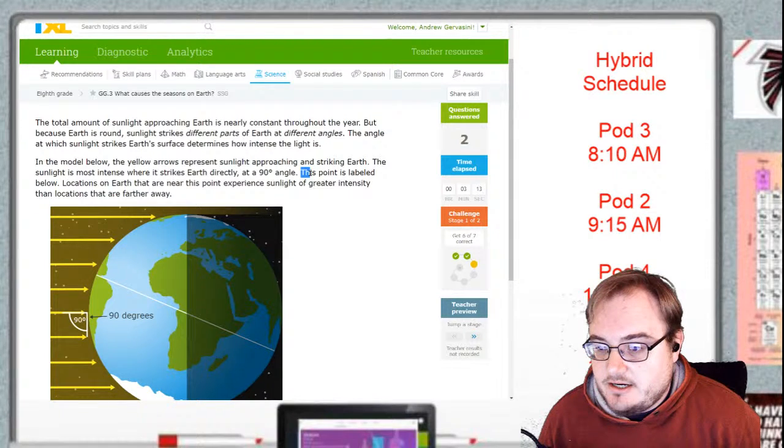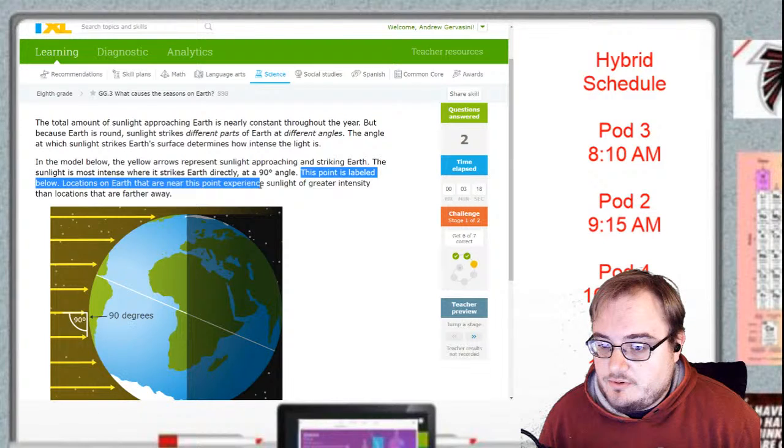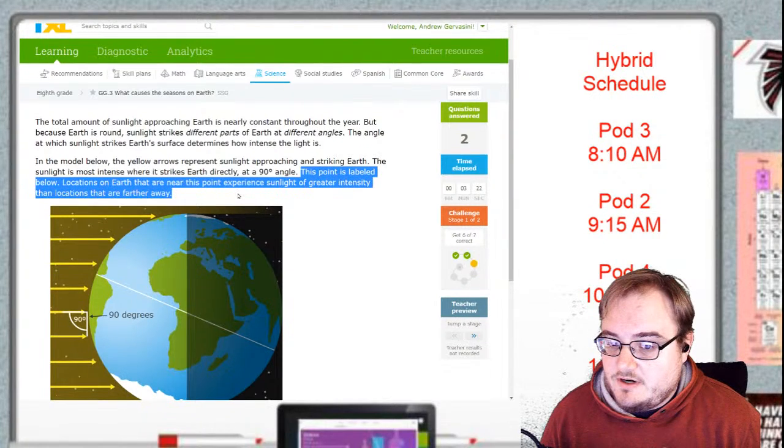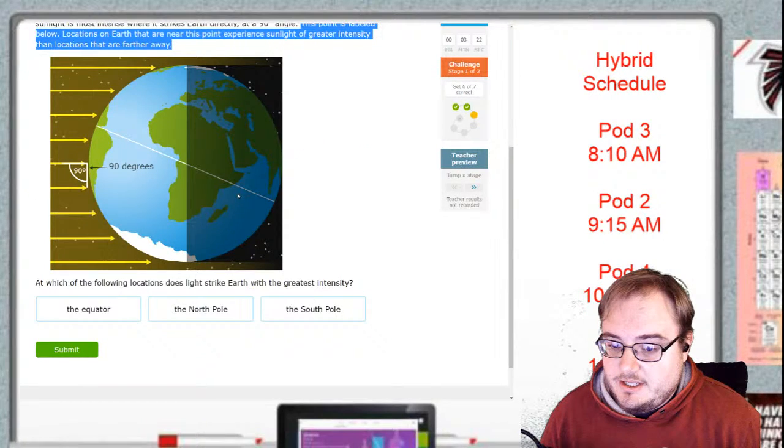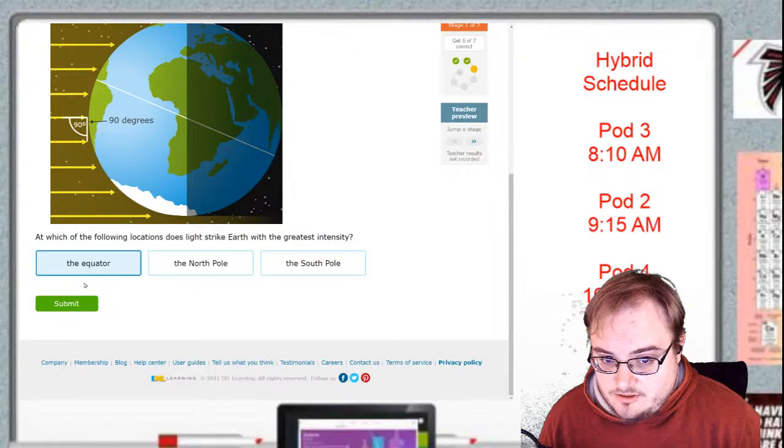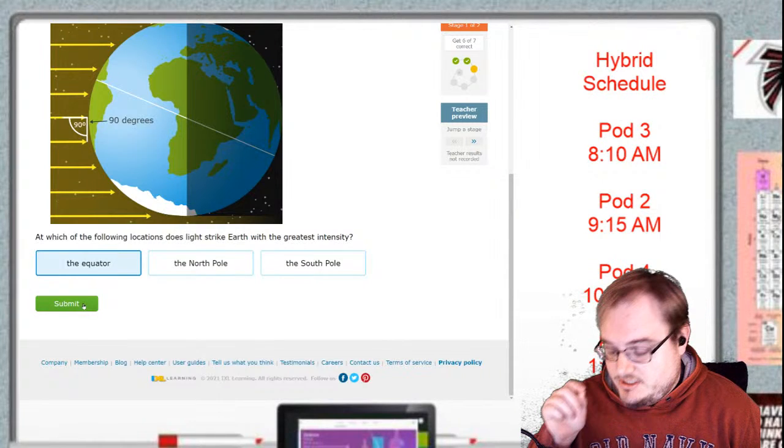This point is labeled below. Locations on Earth that are near this point experience sunlight of greater intensity than locations that are farther away. At which of the following locations does light strike Earth with the greatest intensity? Well, it's going to be at the equator, because it's taking up less space. Same amount of energy in the smaller space means more power.